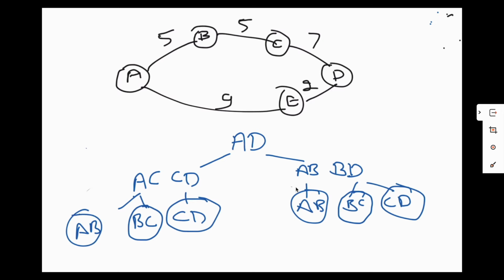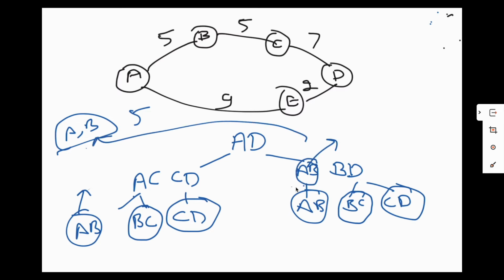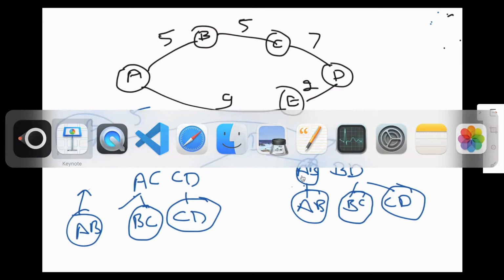So what does it mean? Once I solve one subproblem, I will store it somewhere. So I will say, okay, the A to B shortest path is 5. So next time if I have to evaluate something, I will simply go ahead and do a lookup, and I will not solve this problem again. Now, what are the two approaches to solve this problem?